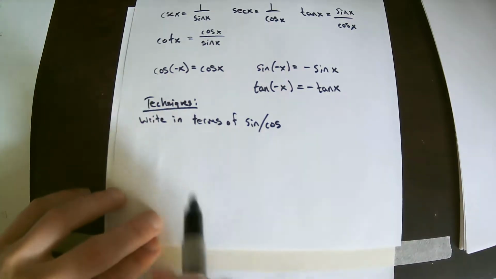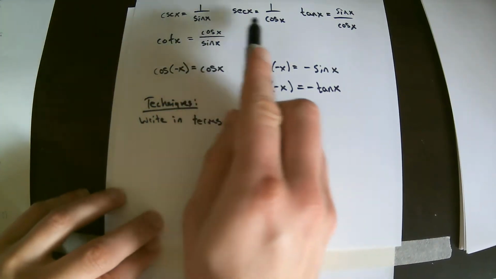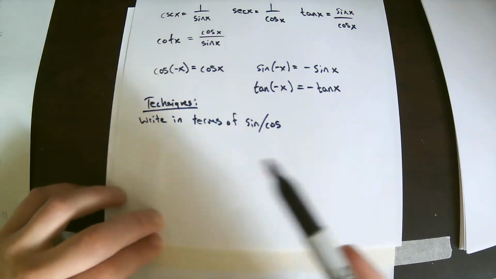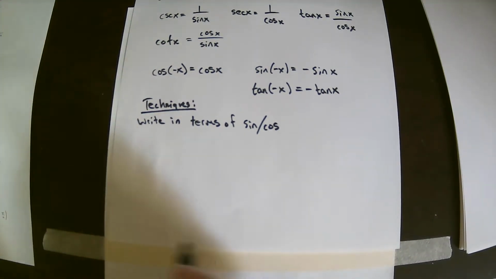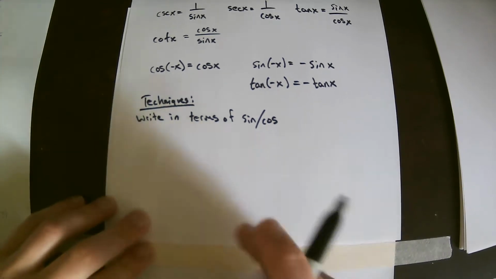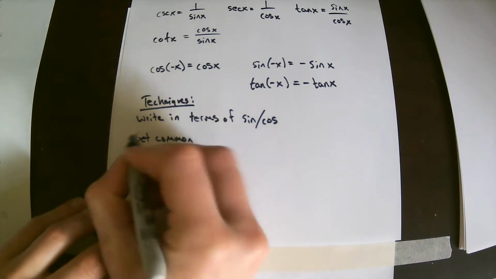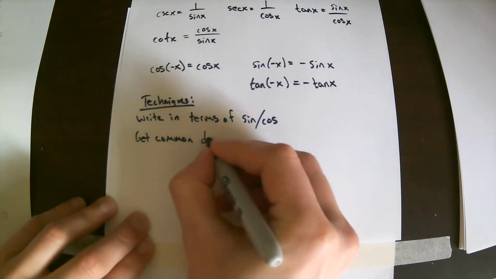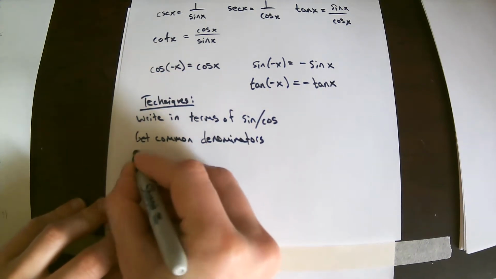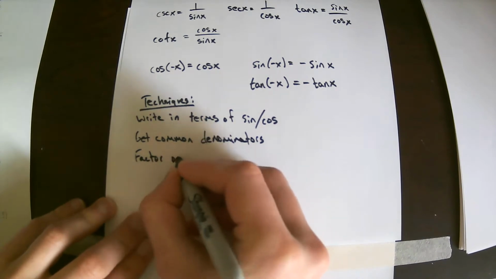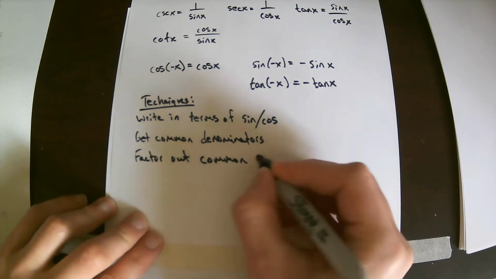So you see a lot of these, cosecant, secant, tangent, cotangent, they can all be written in terms of sine or cosine. And sometimes it's helpful to get everything in terms of sine and cosine, because then we have more to work with there. Get common denominators. Sometimes we've got to use little algebra tricks, like getting a common denominator to make things happen. Factoring, maybe like factor out greatest common factor. I'll say factor out common terms.